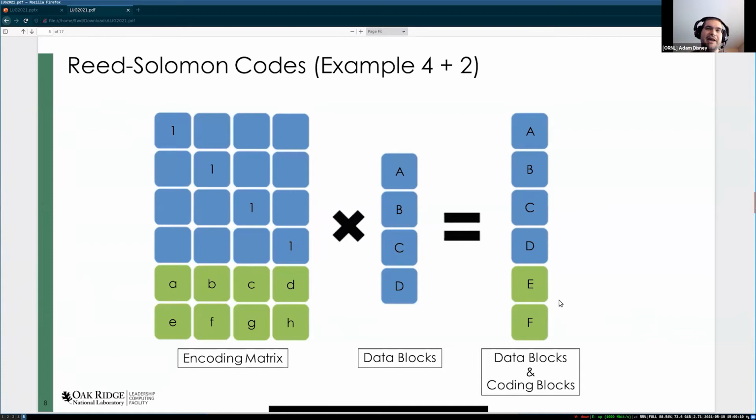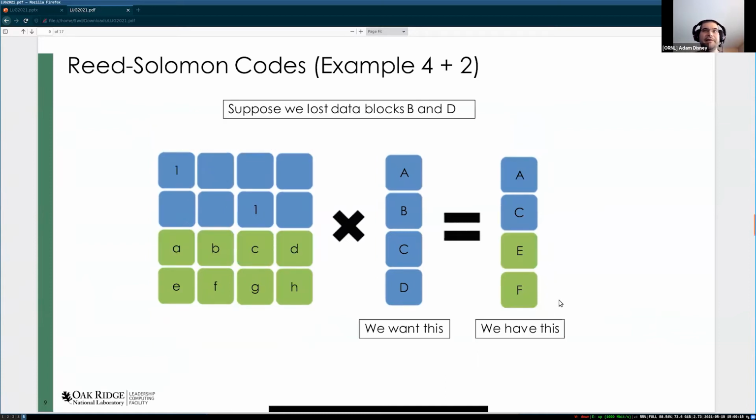So what happens when there's a failure? Well, suppose we lose data blocks B and D. If we change the original equation to take the rows out that generated the B and D, then this is what the equation would look like. We just took out the 2 rows in the identity matrix that gave us B and D. So what we have is the right side of the equation, and we want the data on the left side.